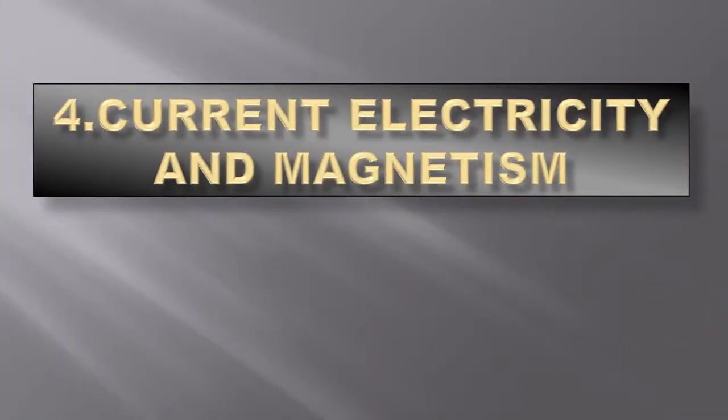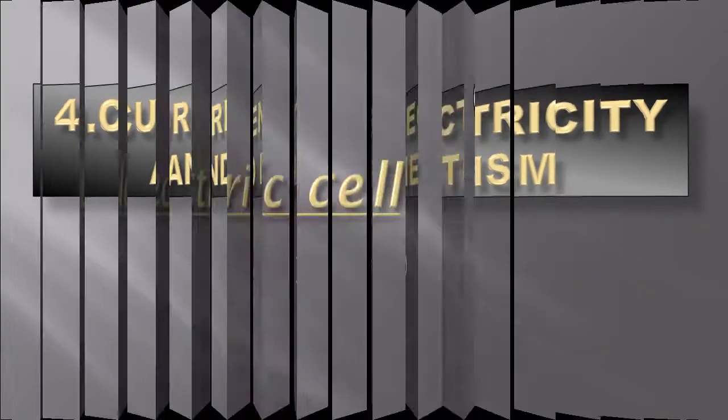Students, today we will do current electricity and magnetism, that is chapter number 4. In our previous lecture we have already discussed something about current electricity, what is potential difference and electrostatic potential. Now we will move to the next lesson.